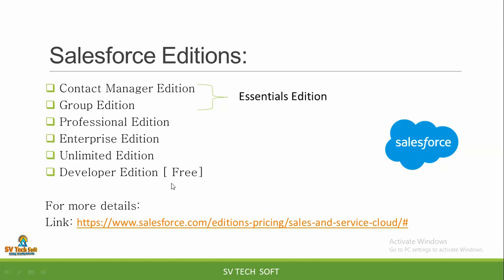But it is restricted by size. You cannot store thousands or lakhs of records. You are restricted with some limitation, that is the size of only 5 MB storage. Okay. So most companies are using either Enterprise Edition or Unlimited Edition. Okay. Is this clear? This is about editions.